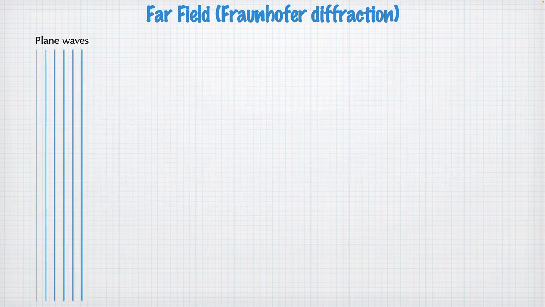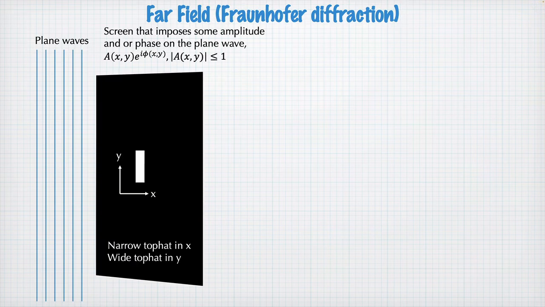So here's a kind of example. Here's some plane waves. They're traveling across the page, which is in the Z direction, and they meet a screen which blocks all of the light except for a small rectangle in the middle. So in this XY plane, all the light's blocked, but the light passes through the rectangle in the middle. Now we can write down a function that describes this diffracting object. It's a narrow top hat in the X direction and a wide top hat in the Y direction. There's no change in phase, it's just a change in amplitude. The amplitude is 0 everywhere unless you're in that rectangle.